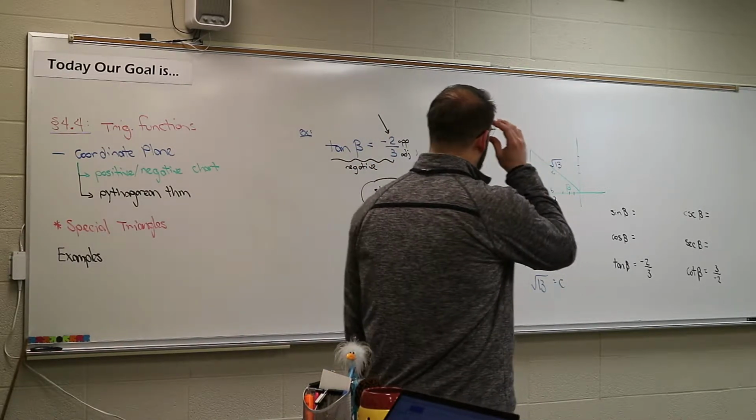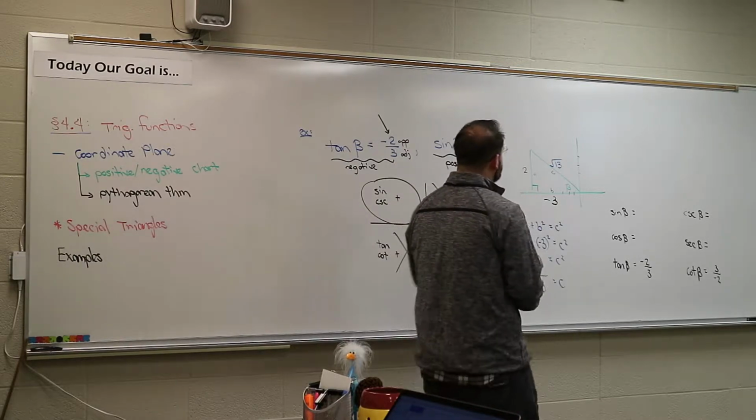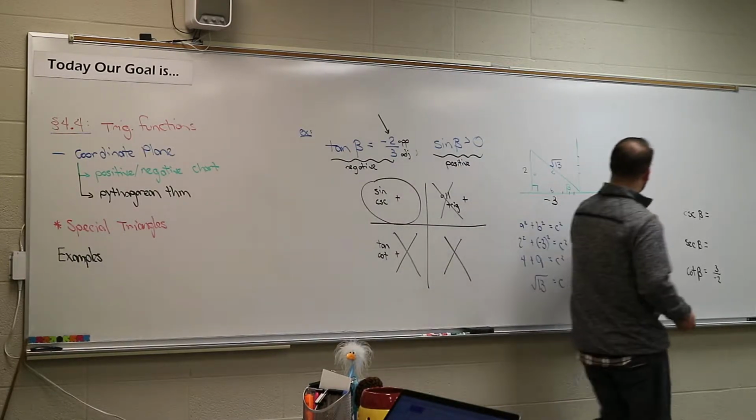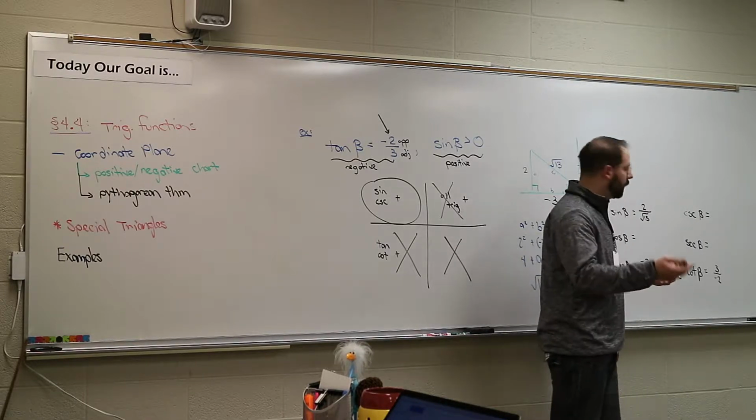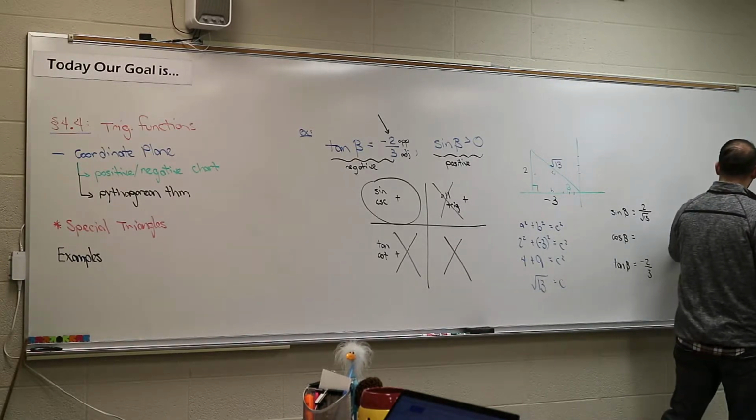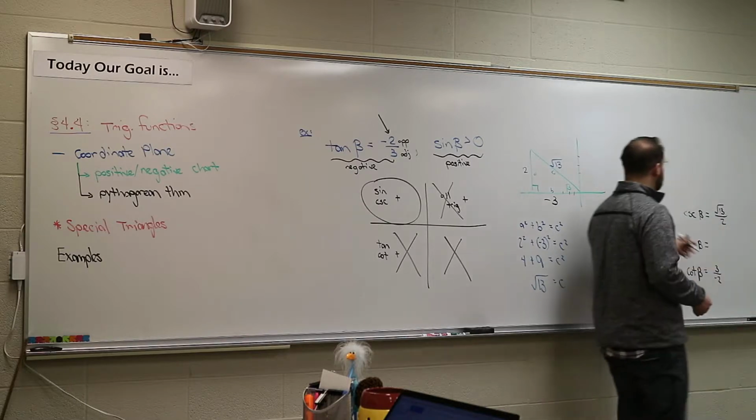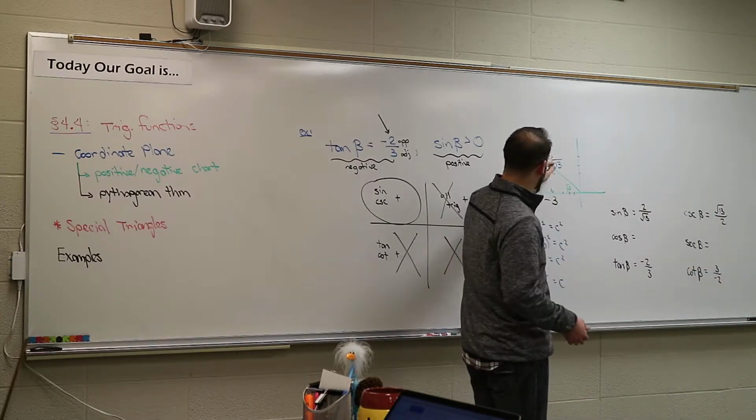So sine is the opposite over hypotenuse, so 2 over root 3, or root 13 I should say. Then cosecant is root 13 over 2. And again, that should make sense, because the way that I have my triangle set up, that's opposite over hypotenuse.